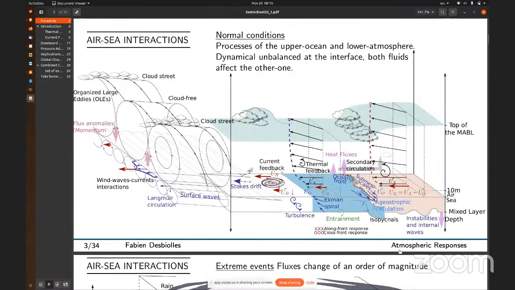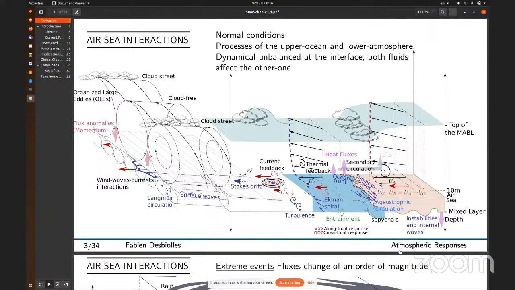I'm starting here with a schematic, and this schematic represents actually the main processes that happen at the interface. On the left side of that schematic, we can see Langmuir circulation in the ocean. We have like marble rolls in the atmosphere, which is the equivalent. This is very important for clouds and fluxes. We have interaction between wave and current, wave and atmosphere. So that part is going to be more detailed by Swen tomorrow.